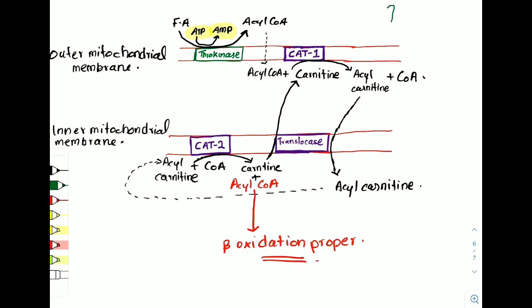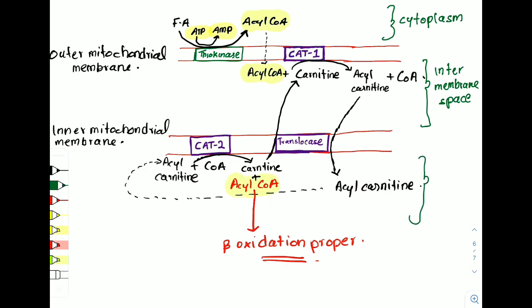Now let us refresh all that we have learned till now. I'm marking the cytoplasm here, and this is where the first preparatory step of beta oxidation takes place, that is the activation of fatty acid into acyl-CoA. The activated acyl-CoA then passively passes through the outer mitochondrial membrane into the intermembrane space, and in the intermembrane space, with the help of the carnitine transporter, the acyl-CoA then reaches the inside of the mitochondria. Now the only step remaining is the third step, that is the most important step, beta oxidation proper.